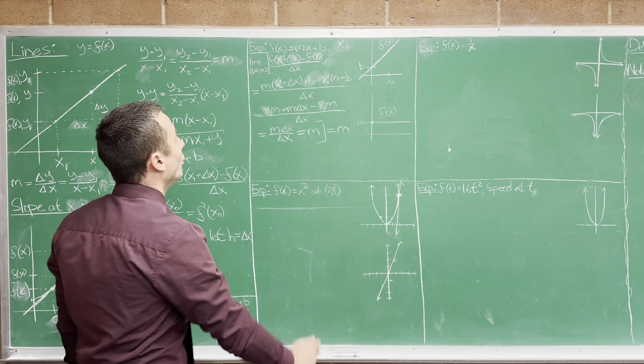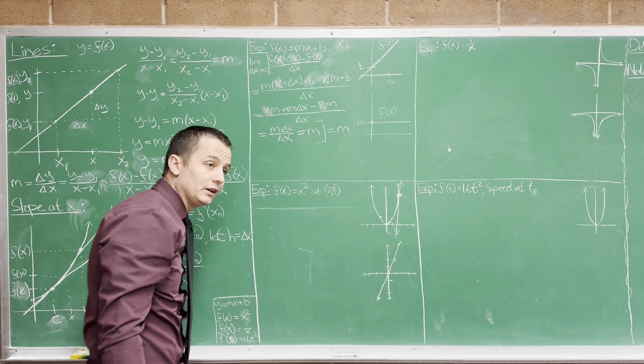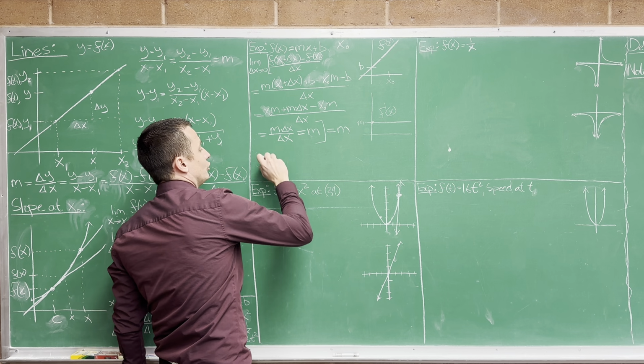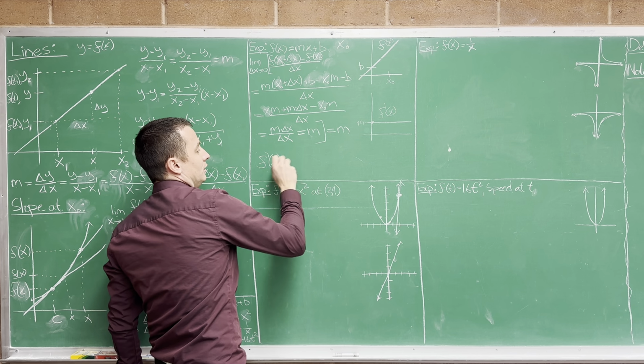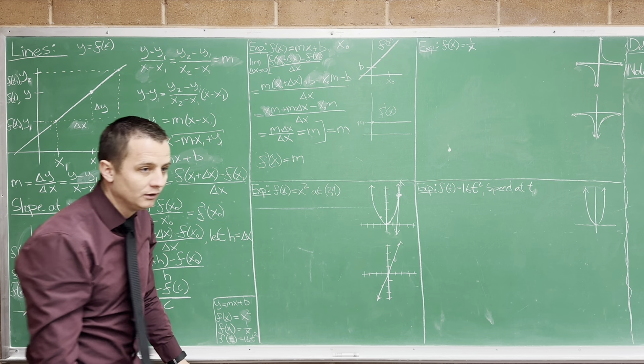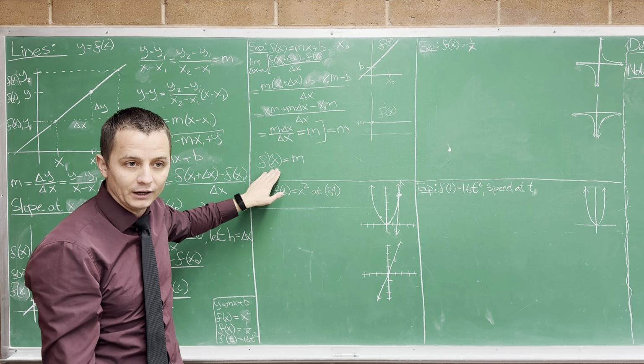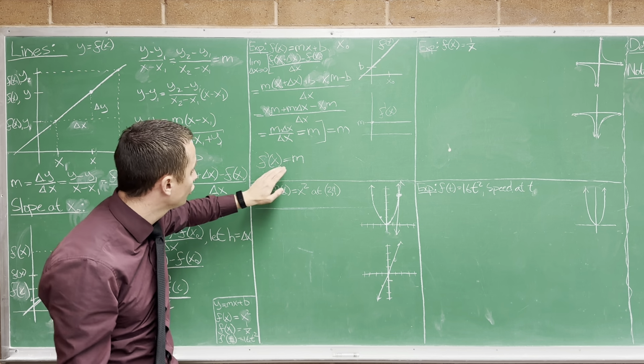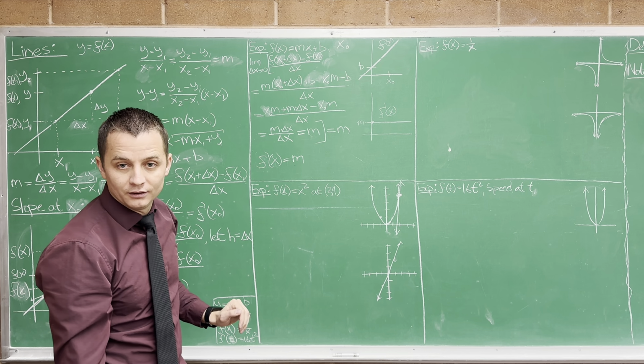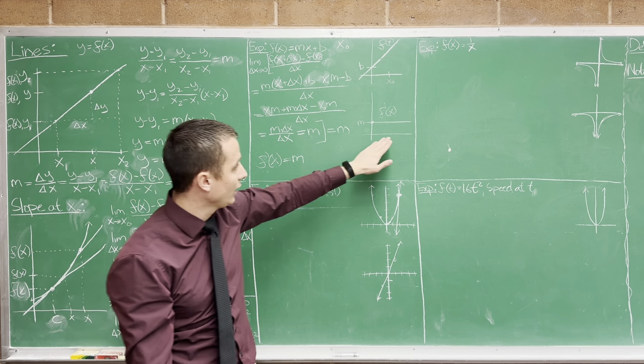So slope everywhere on that function is m. And so if we wanted to now talk about the derivative of this as a function, what is the derivative of this? It's just m. If this is your f of x, this is your derivative of f of x. This gives you the slope at any point x. And so we have that graph right here.